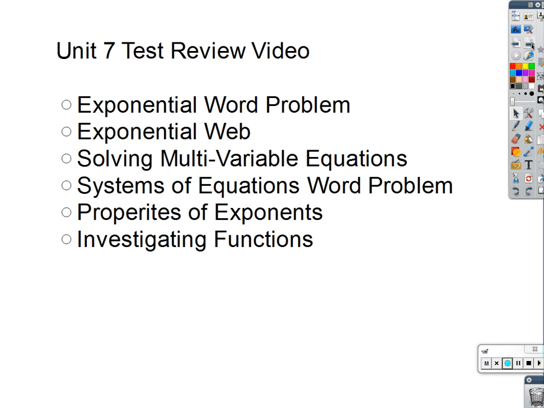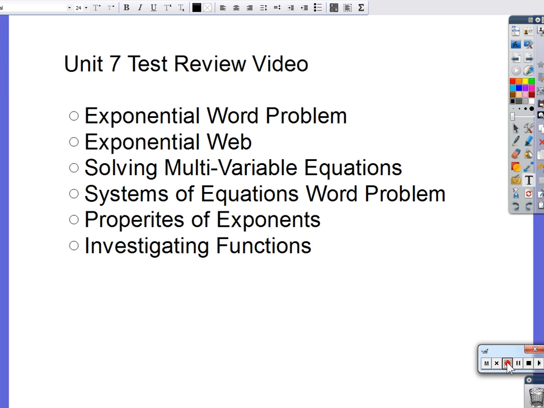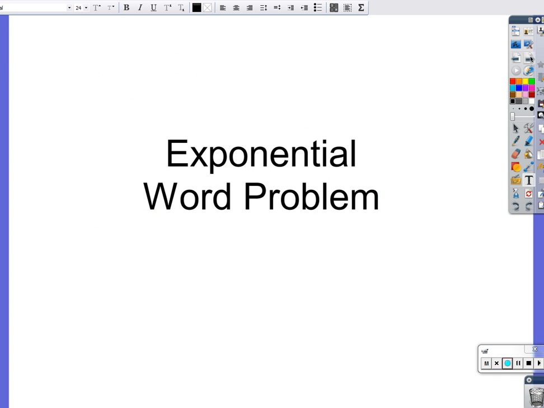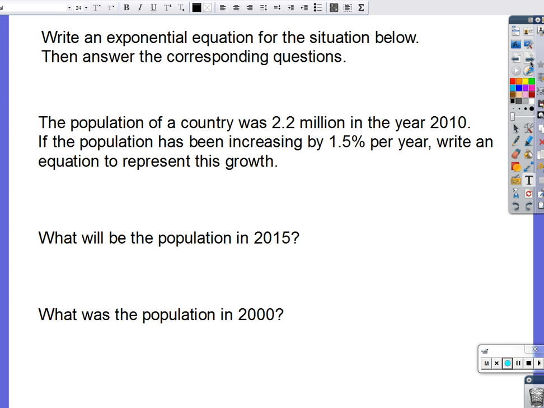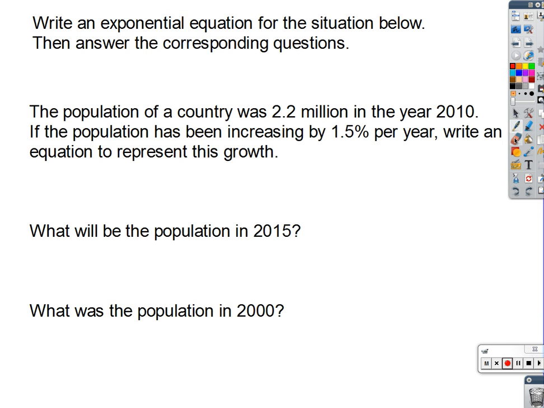All right, so we're going to get started here with exponential word problems first. So we begin with the exponential word problem. And that problem is, write an exponential equation for the situation below, then answer the corresponding questions. The population of a country was 2.2 million in the year 2010. If the population has been increasing by 1.5% per year, write an equation to represent this growth. Write an equation, and specifically, it's exponential.